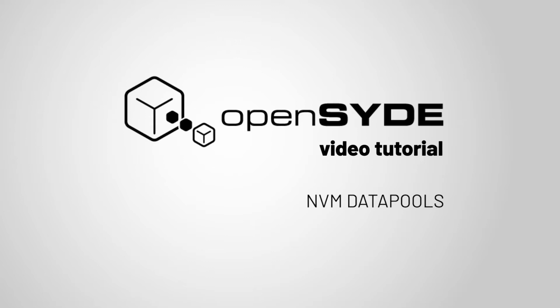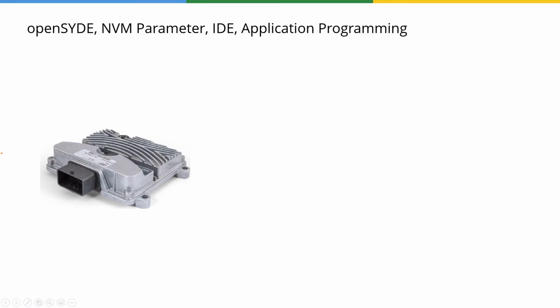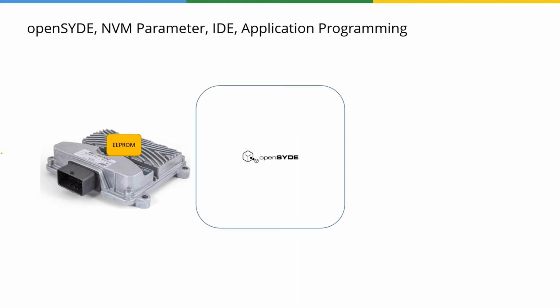If you are not yet familiar with the basics of openSYDE, we recommend you watch the video Basic Introduction to openSYDE from this series. Controllers are provided with certain parameters that are loaded during startup and provide for a certain basic configuration. Such parameters are usually stored in non-volatile memories, or NVMs for short. The memory media on the controllers for this purpose are, for example, the EEPROMs. openSYDE offers the possibility to create NVM data pools for such parameters.